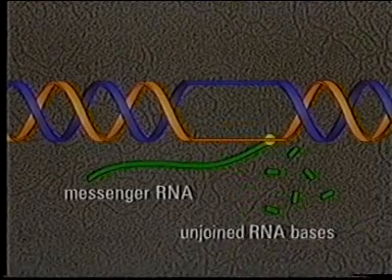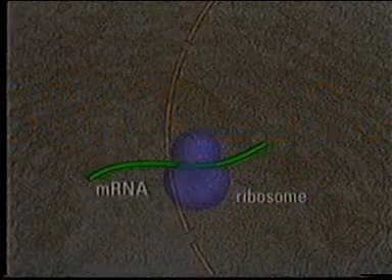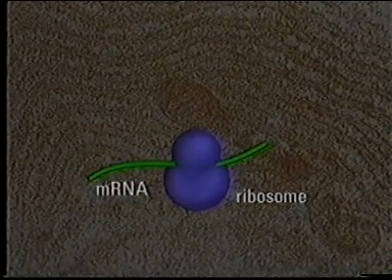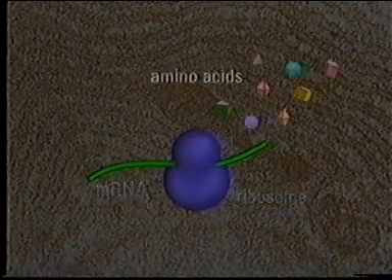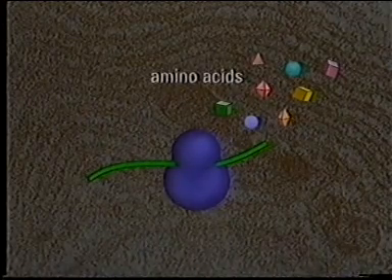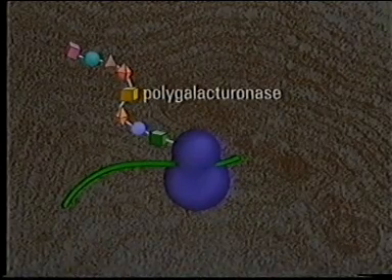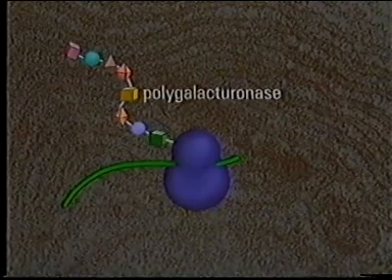The messenger RNA passes out of the nucleus to the ribosomes in the cytoplasm of the cell, which are the sites of protein synthesis. The individual amino acids are then linked together in the right order to produce, in this case, polygalacturonase, or PG as it's frequently called.